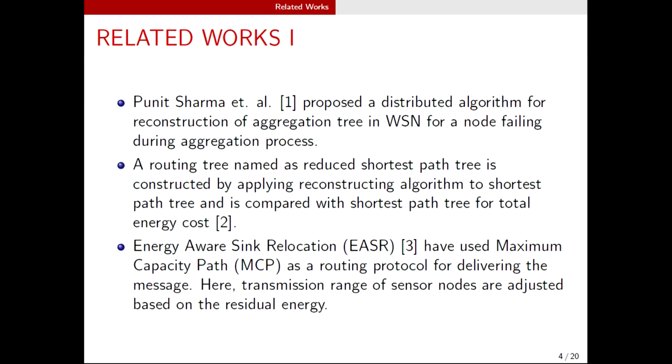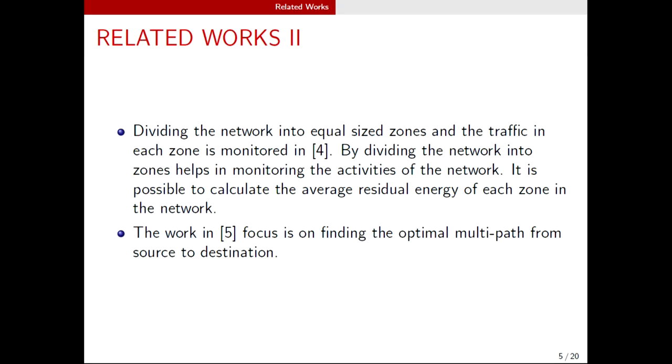With this motivation, we have selected some 5 papers. The first paper talks about a distributed algorithm for reconstruction of a tree if a node fails during the aggregation process. The second paper concentrates on creating a shortest path when the sink node moves from one place to another. It is more focused on reconstructing the shortest path tree. The third algorithm focuses on creating a routing protocol for delivering the message. And the fourth paper is our own paper.